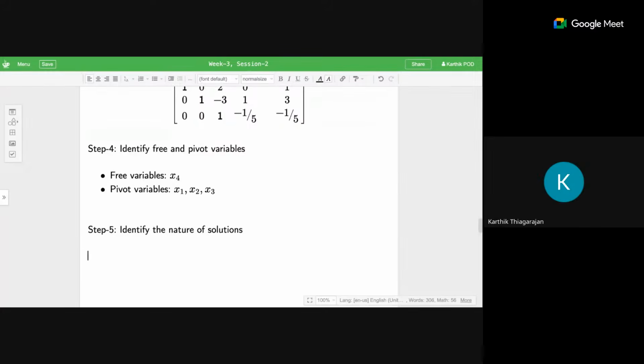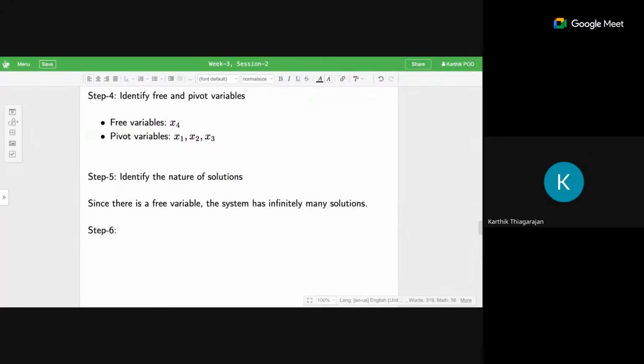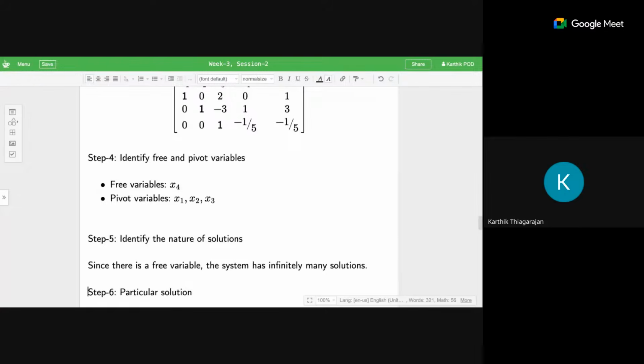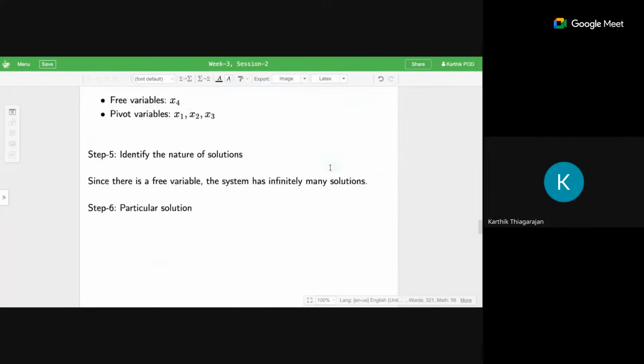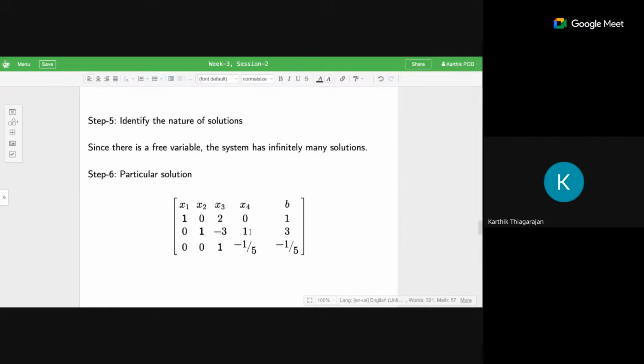So since there is a free variable, the system has infinitely many solutions, right? So that's not really a step, but it's okay. Therefore, the moment you have infinitely many, you can find what is called a particular solution and a general solution. A particular solution is some solution to the system. And there are many ways to do it.